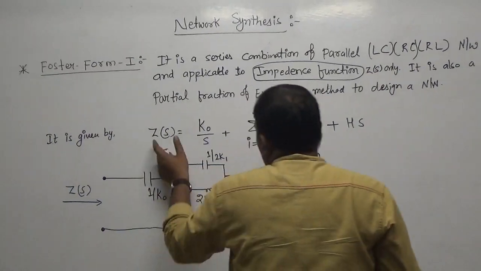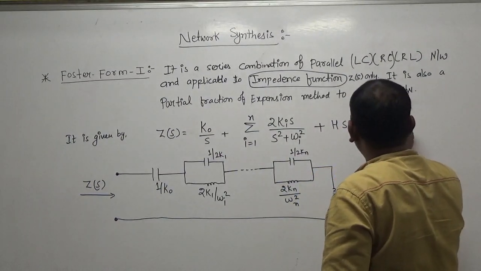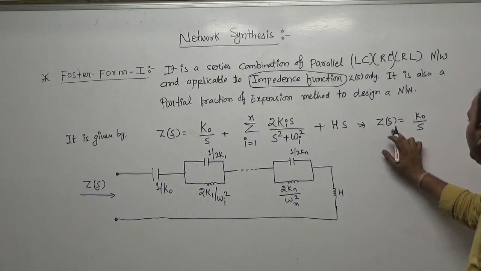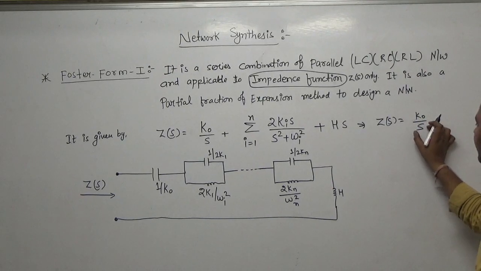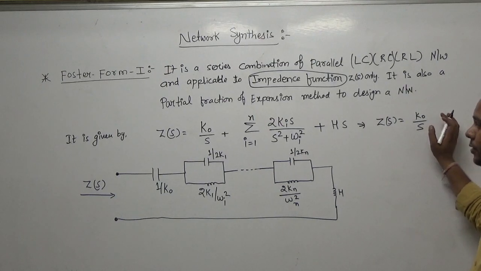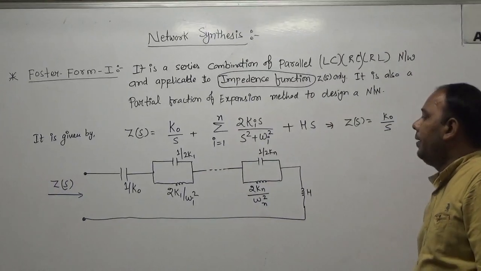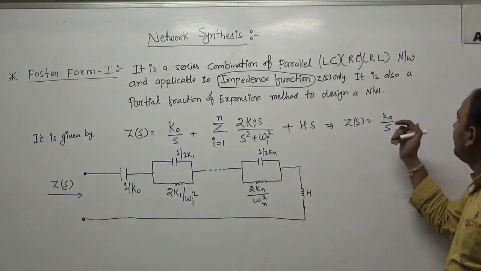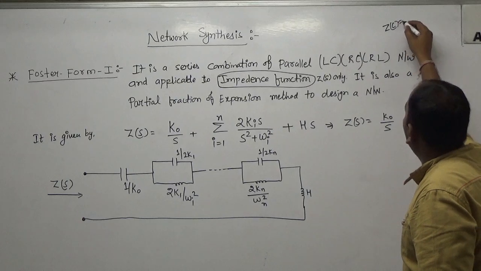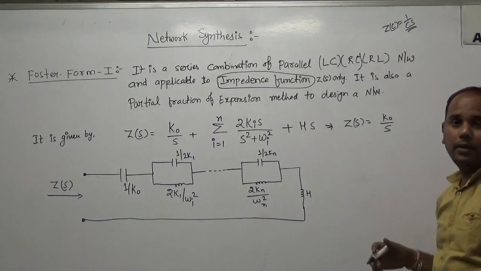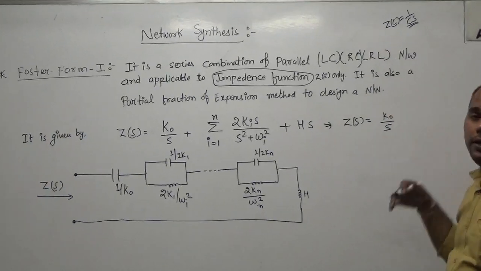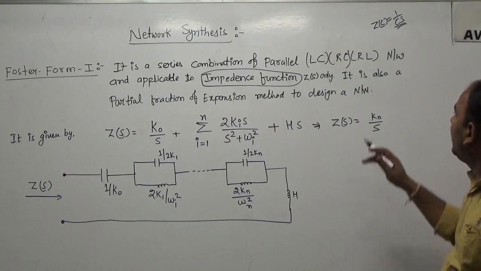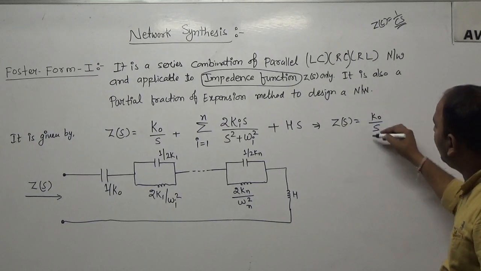You can reduce this Z(S) into the form where the first term is K0 upon S. Definitely 1 upon S is the form of the capacitor. So the first element will be a capacitor with magnitude 1 by K0. This is 1 upon S, because Z for a capacitor is always 1 upon CS. The capacitive reactance of any capacitor is 1 upon CS by taking the Laplace transform. So this term represents the capacitor.